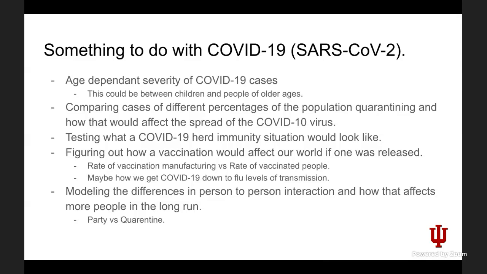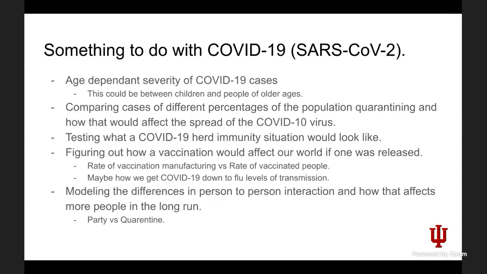Another thing that I wanted to see, which could probably be really hard to do, is if you could model population quarantining and see how a percentage of people quarantining would affect the spread of an epidemic. Also, herd immunity was something I wanted to take a look at, because I wanted to see what percentage of people we need in order to have a situation where we can have COVID-19 herd immunity?